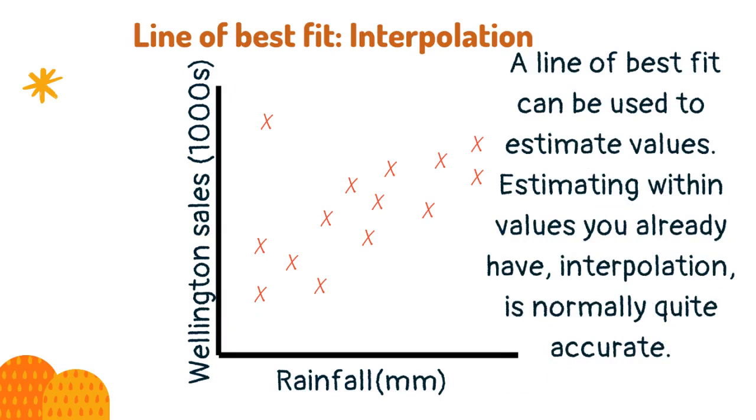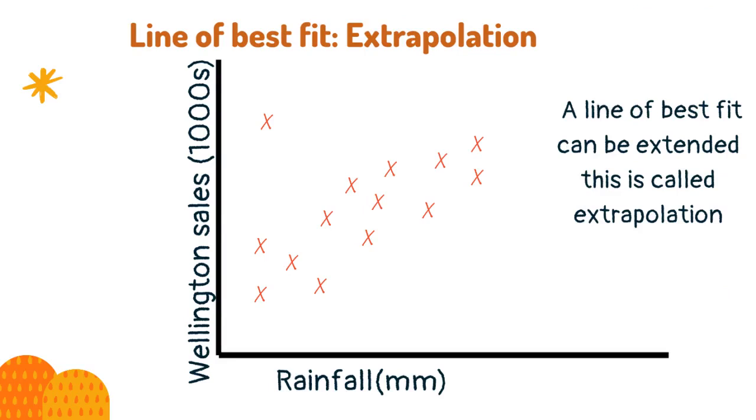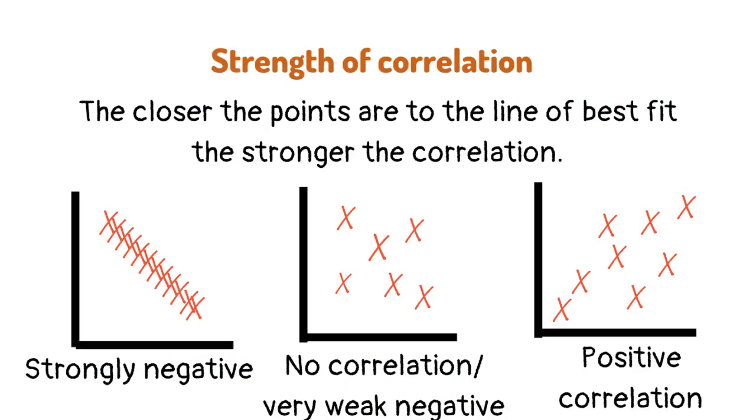Estimating within values you already have, interpolation, is normally quite accurate. A line of best fit can be extended. This is called extrapolation. This extended line can be used to predict values, although this is less accurate. The closer the points are to the line of best fit, the stronger the correlation.